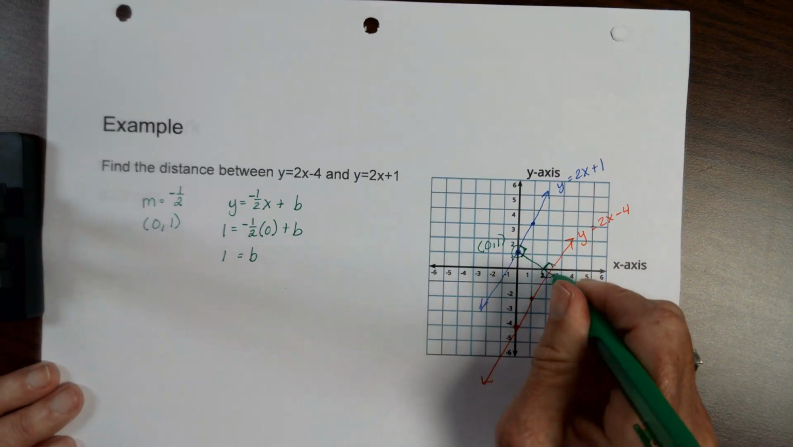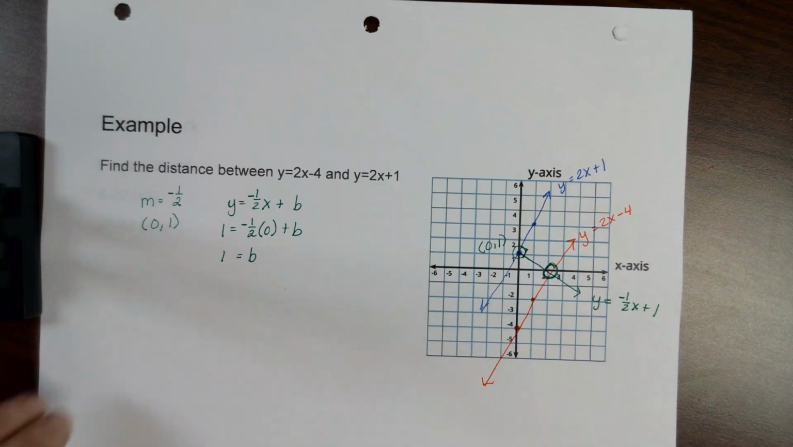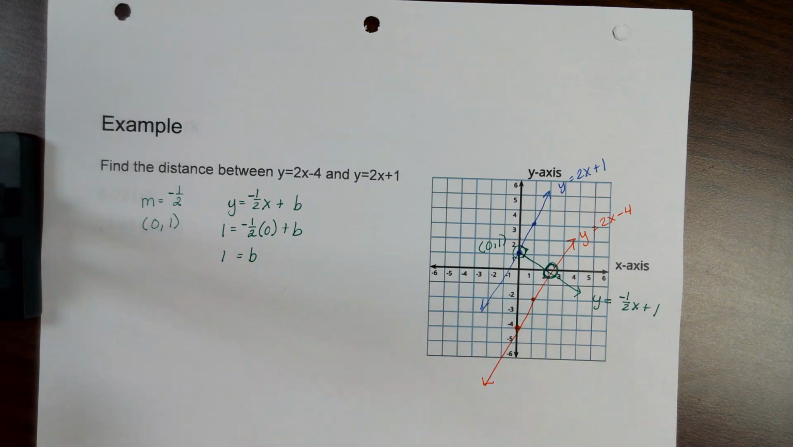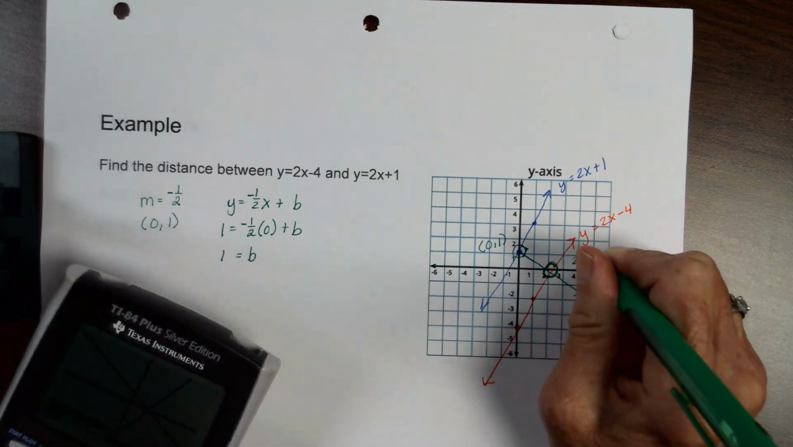Now I'm going to use my calculator to find that point of intersection. So I'm going to put the green equation in. I have negative 0.5x plus 1, and I'm going to put the red equation in, 2x minus 4, and I'm going to do second calculate, go down to intersect. Let my calculator figure out what this point is right there. And it tells me that is the point 2, 0.